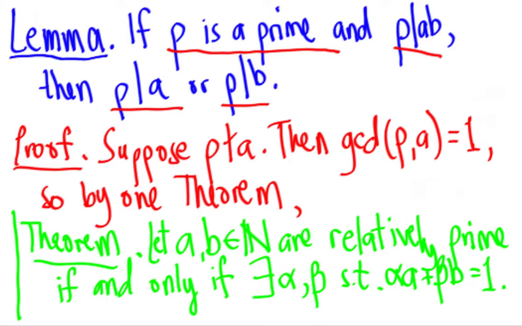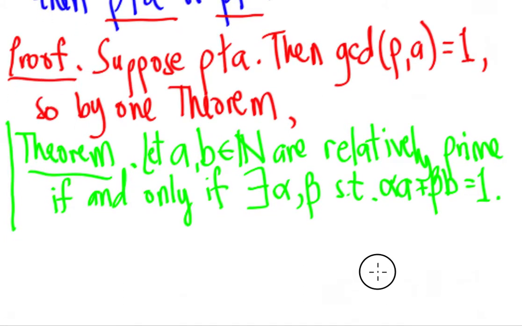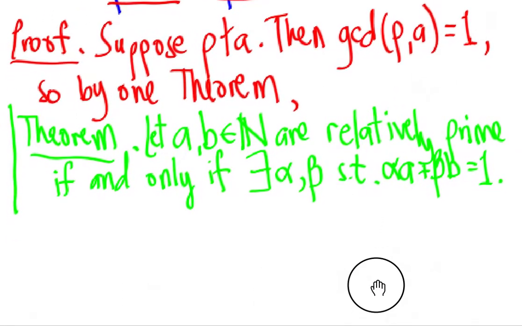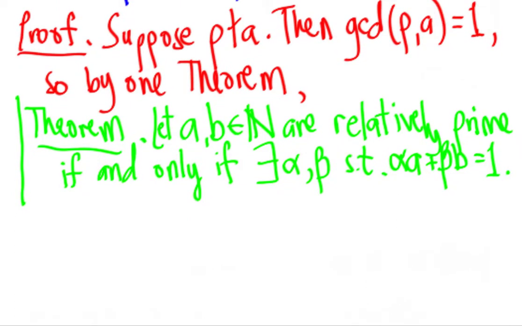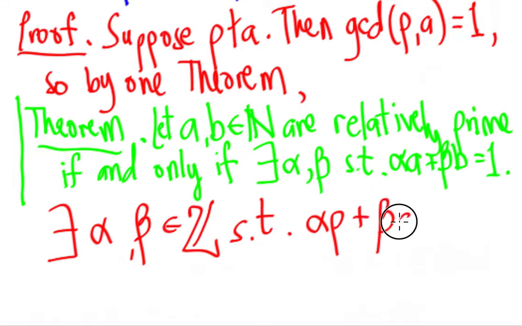If we apply this here, since P and A are relatively prime, there exist some integers alpha and beta such that it's a linear combination of P and A. So there exist integers alpha and beta such that alpha P plus beta A is equal to 1. It's pretty much the same as the theorem.